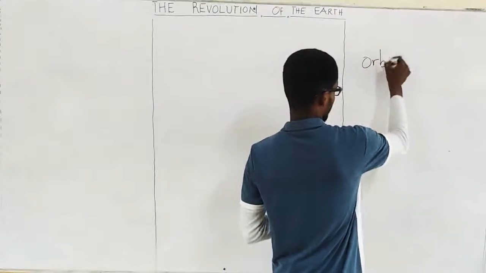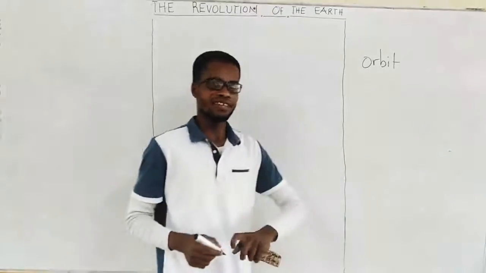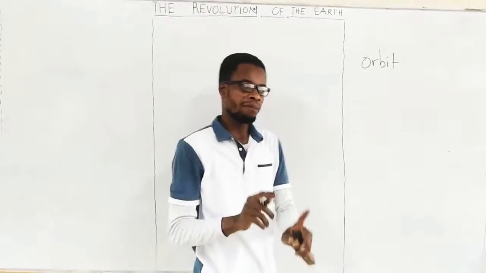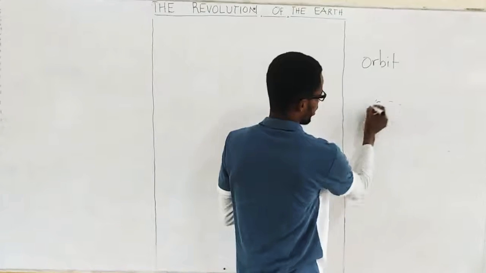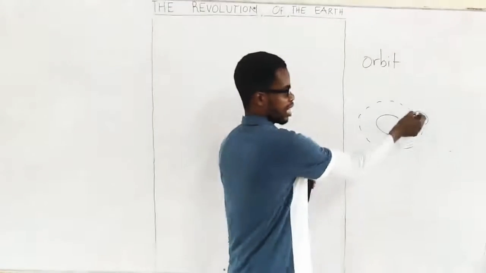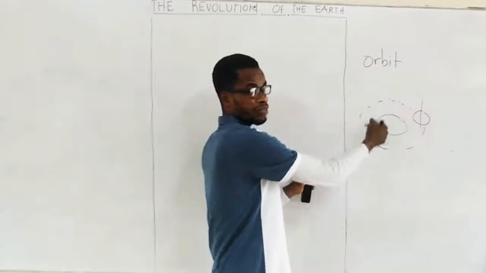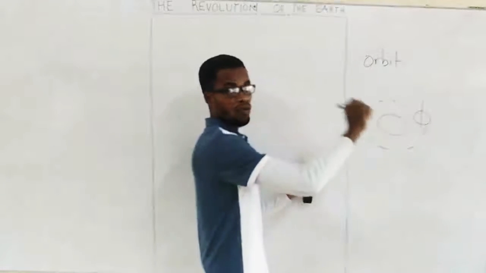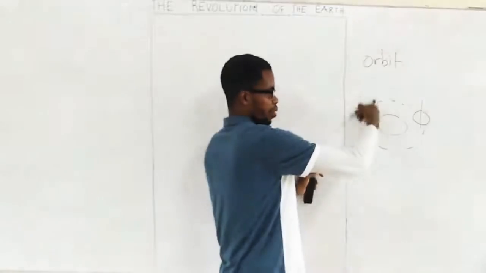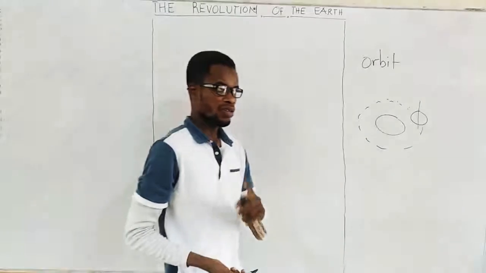So this time round, it is not its axis. Rotation takes place on the earth's axis, that's the north and south pole. But this time we are looking at the orbit. So the sun in the middle, and then we have the earth moving on its orbit. The movement of the earth on its orbit, anti-clockwise. You have to indicate that anti-clockwise, causing the 4 seasons.